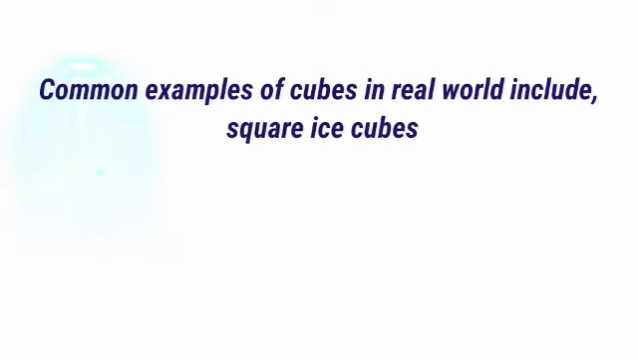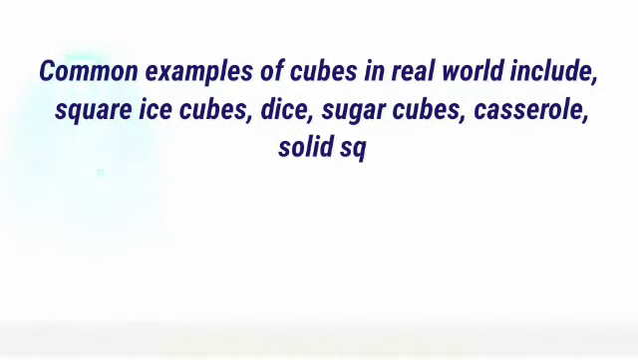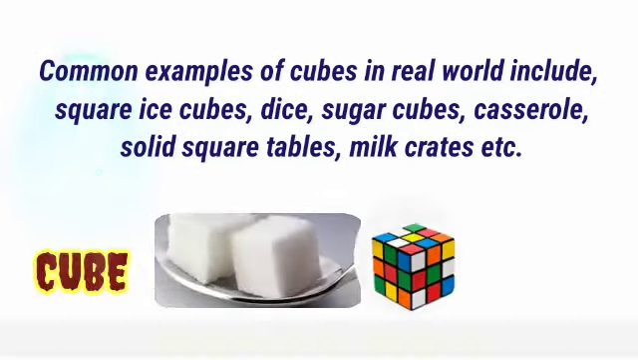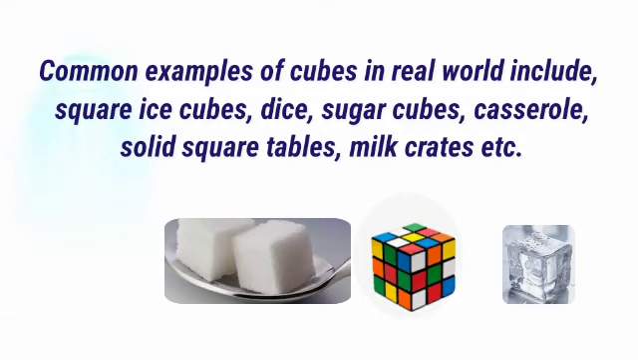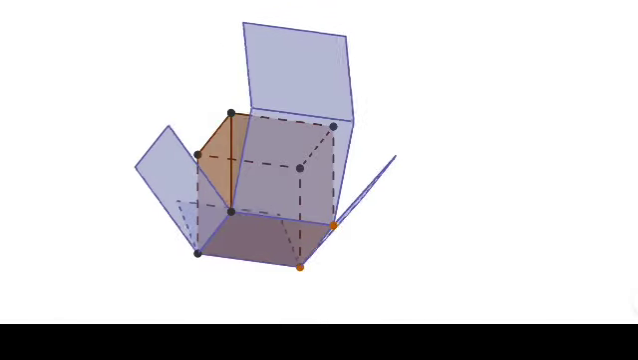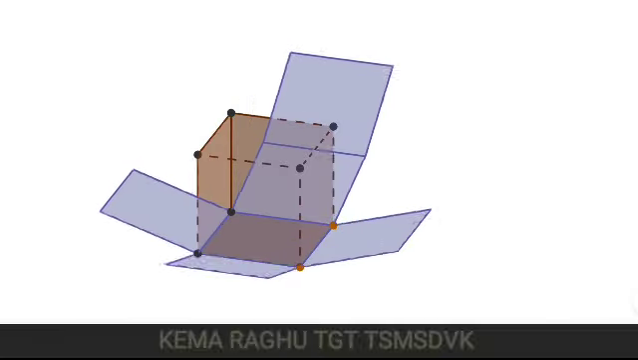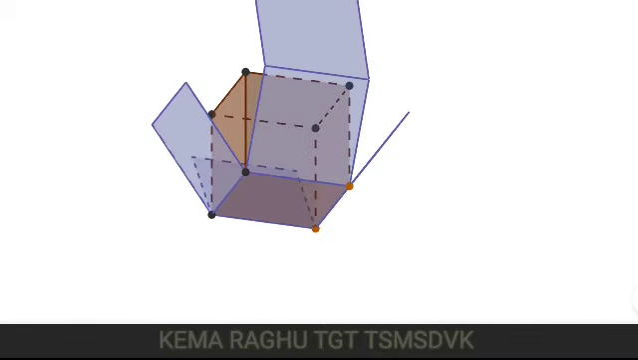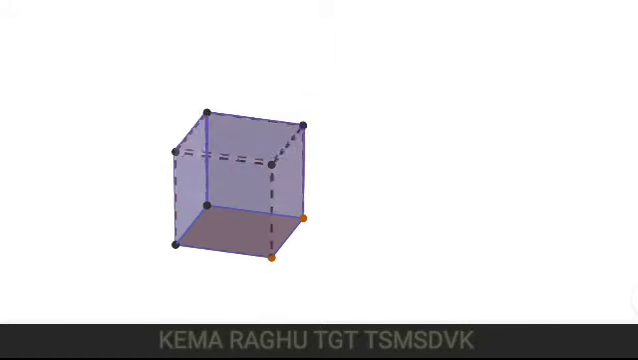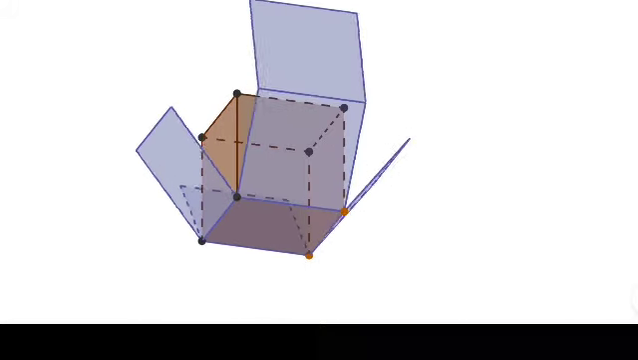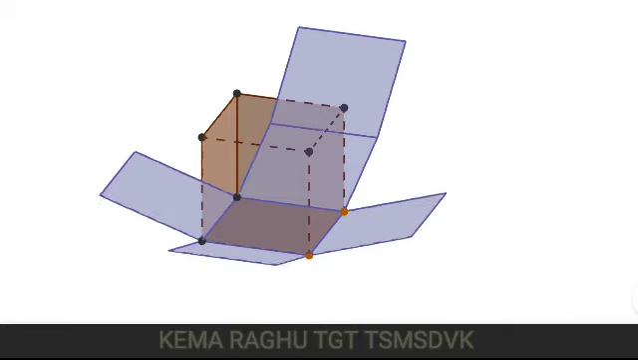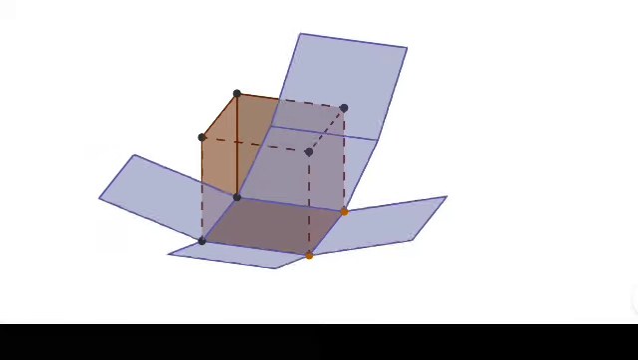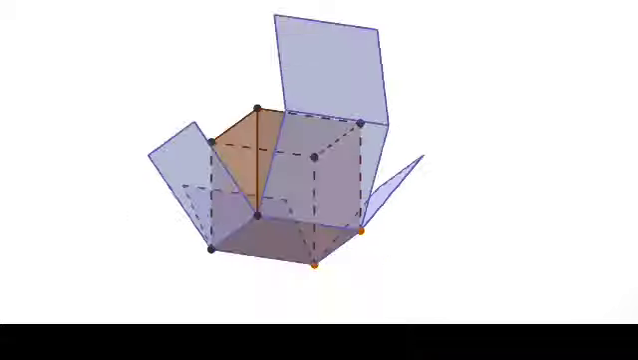Common examples of cubes are ice cubes, sugar cubes, or the Rubik's cube that you play. You can notice when you unbox a cube, you have 6 square faces. And also you can see the dots in black and orange color.